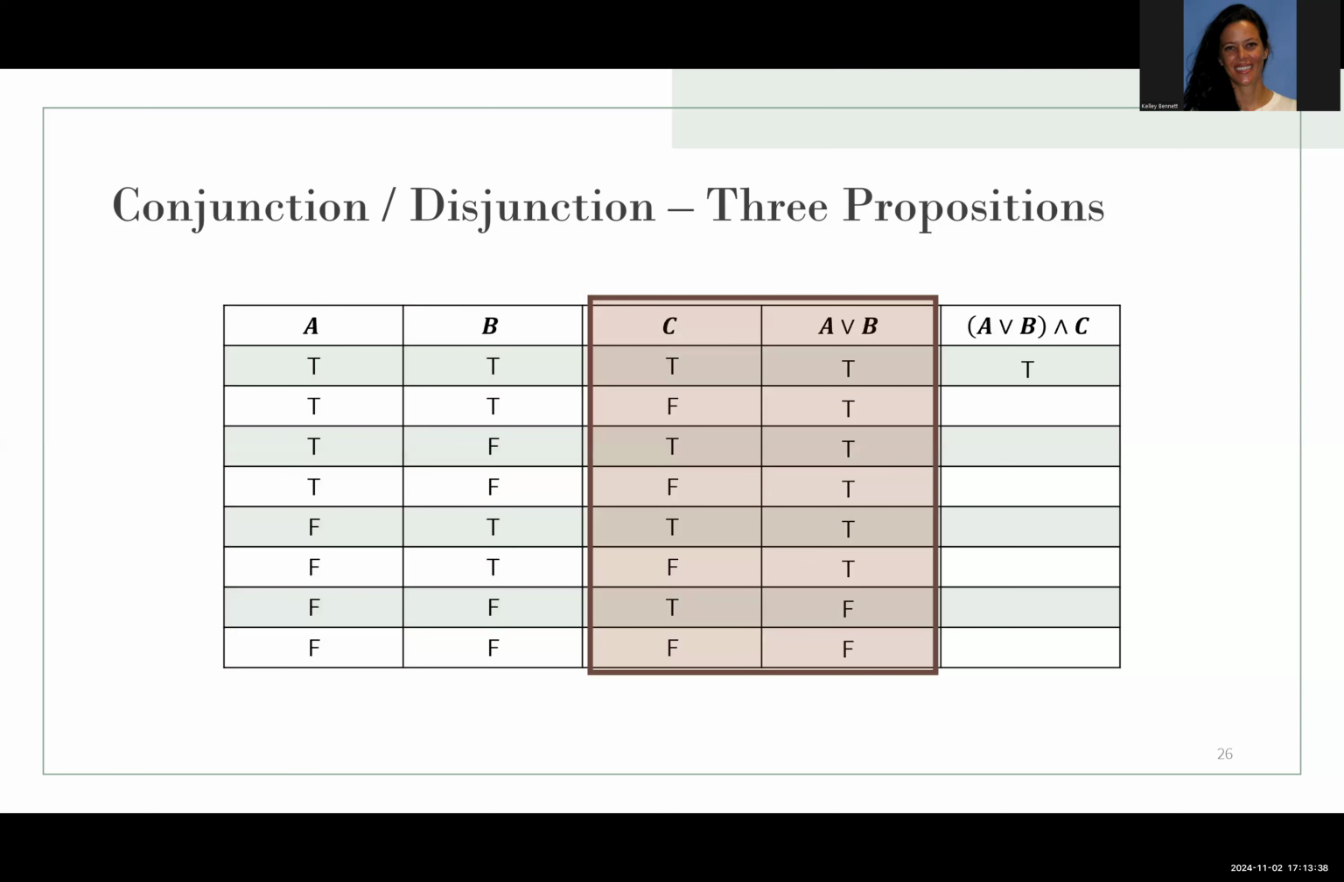In the second row, false, true. That doesn't work. Third row, true, true. Good. Fourth row, false, true. Not working. Fifth row, true, true. So that works. I get a true. In the sixth row, false, true. That doesn't work. In the seventh row, true, false. That doesn't work. And in the last row, false, false. That doesn't work. And so this is how I complete my truth table.